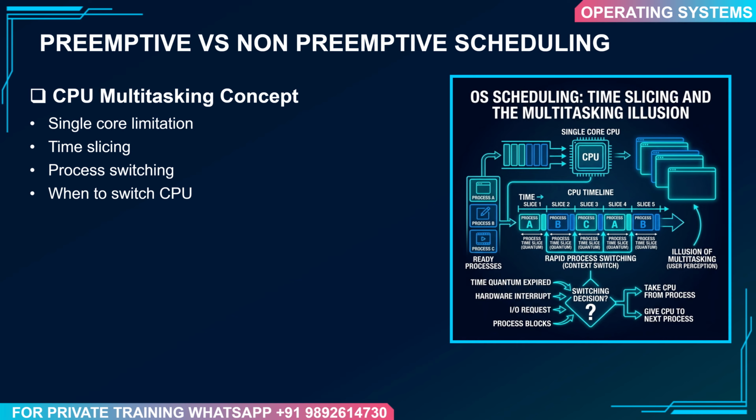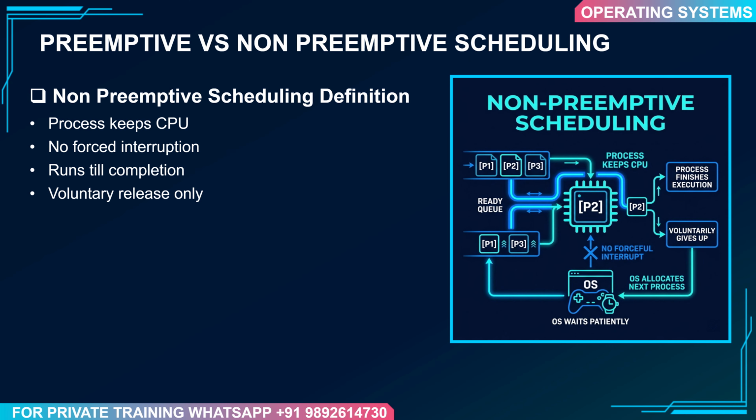Now, the real question is, when should the OS take the CPU away from a running process and give it to another one? In non-preemptive scheduling, the answer is simple. Once a process gets the CPU, it keeps it until it finishes its execution or voluntarily gives it up. The operating system does not interrupt it forcefully, it waits patiently.